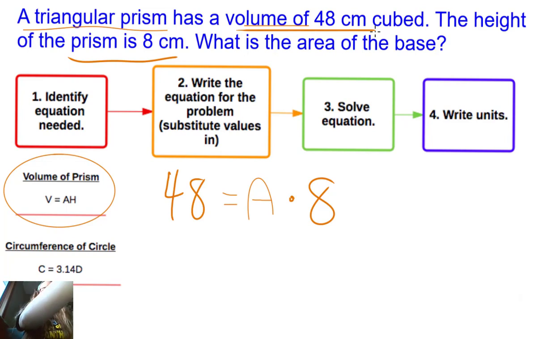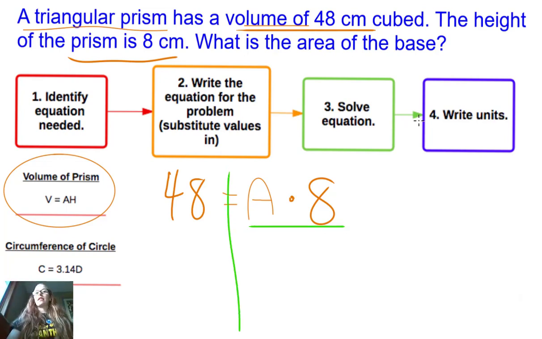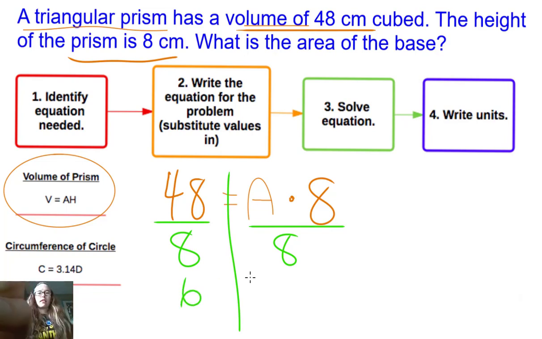Now the next step is to solve the equation. So I draw my line down and I'm trying to figure out the area. So since it's area times 8, the opposite of timesing by 8 is dividing by 8. And now 48 divided by 8 is 6 equals area, because 8 divided by 8 is 1.